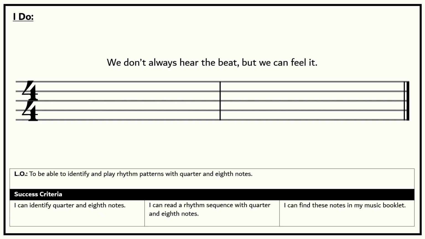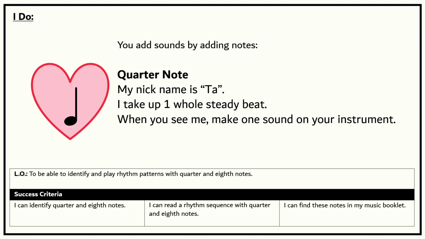Now, what lives inside these beats is the sound. The number of sounds per beat is denoted using these special symbols. This is the first one we're going to learn about. This is called the quarter note.